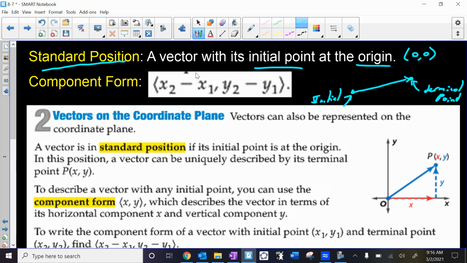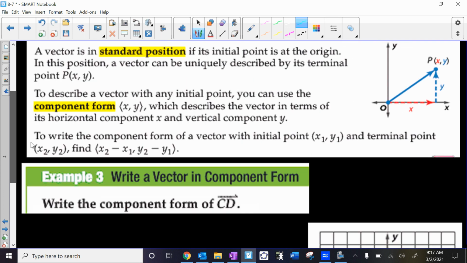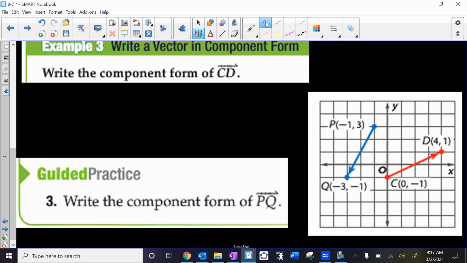So if I want to put a vector in standard position, we have to find what is called the component form of that vector. This is the formula, which really says that I'm going to take my terminal point, which we're going to say is (x2, y2), minus our initial point, which is (x1, y1). When I do that, then I get my vector in standard position. So a couple examples here.